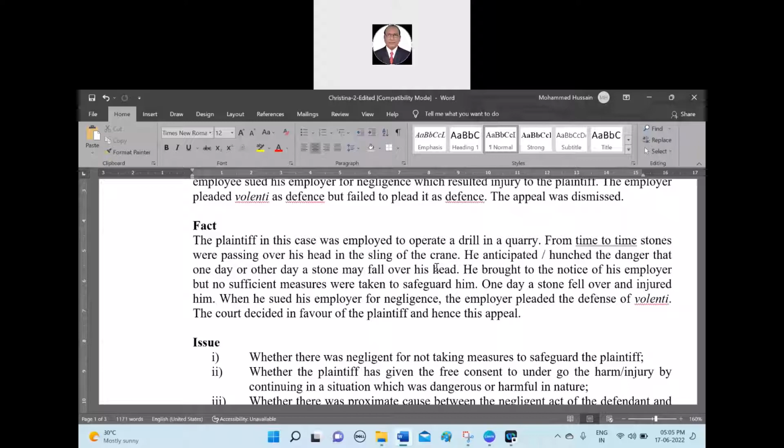Okay. A boulder fell on his head and injured the person. And the employer pleaded the defense of volenti non fit injuria, because you know that a day will come when it will fall, and the court decided in favor of the plaintiff, and hence this appeal. This appeal has come to the House of Lords from the lower court, because he was injured and the defense was said to be available, but the court said the defense will not be available. Merely knowing is not consent.